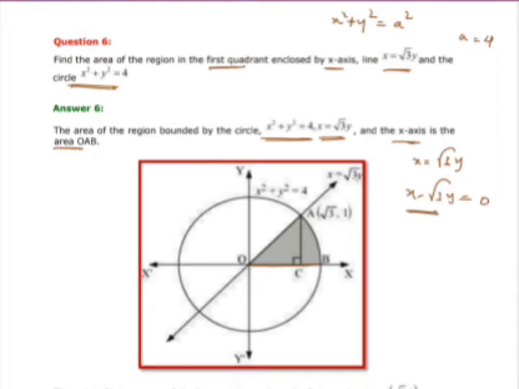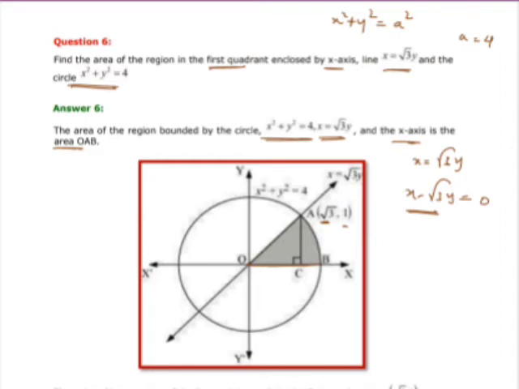So when y equals 0, x equals 0 only. So it passes through the origin. So from this point, it is passing through. At the point, the value of x is root 3 and the value of y is 1. It is point A.